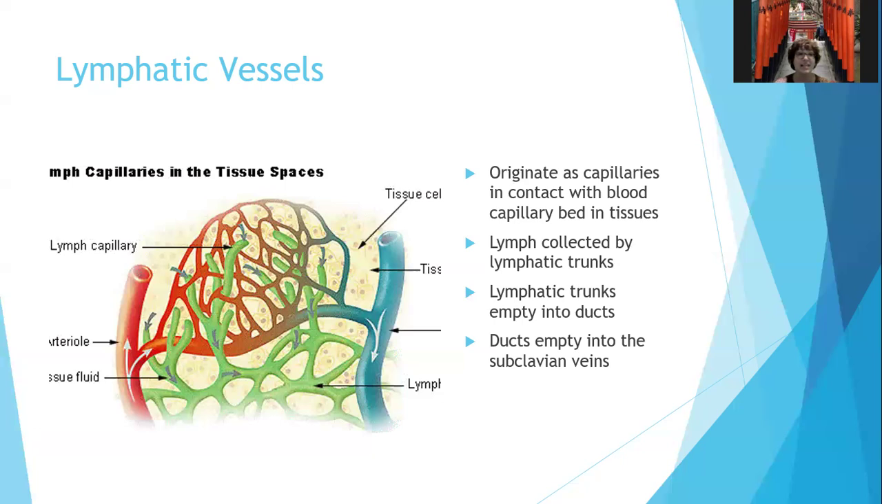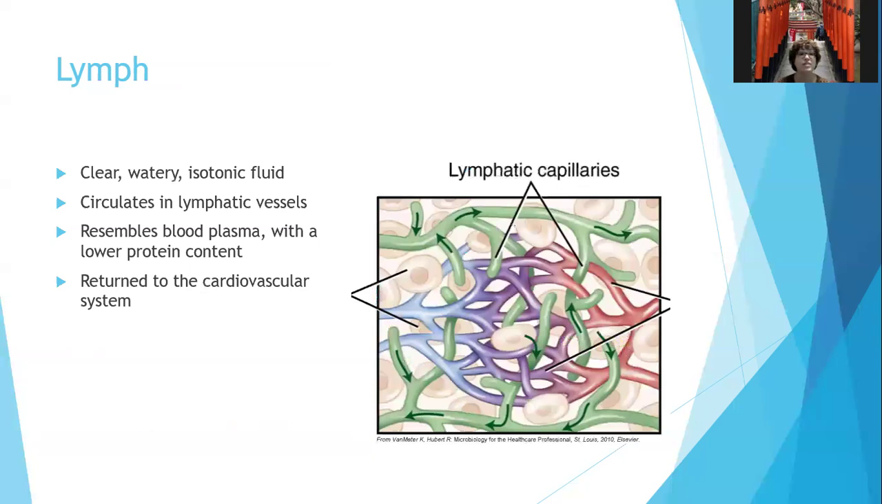So it's nice. And when you have lymphedema, when you have blockage or dysfunction of the lymphatic system, it's like the storm sewer being drained and water fills up the street because it doesn't have any place to go. So lymph itself is a clear, watery, isotonic fluid. It circulates in lymphatic vessels.